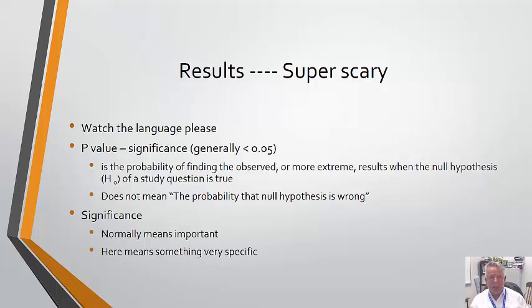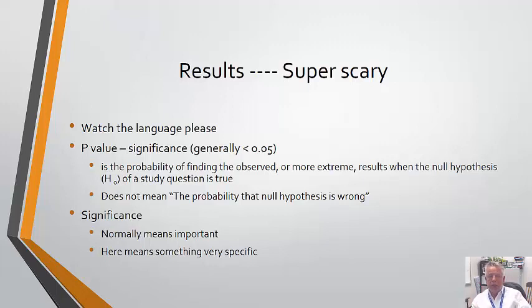So this is just testing the data I've got. Does it look like it came from just a random sample where nothing's going on? It doesn't mean the probability that the null hypothesis is wrong, which is kind of tricky. So the idea is, if I could get this just by random chance less than 5% of the time, then I'm going to feel fairly comfortable that my drug has an effect.